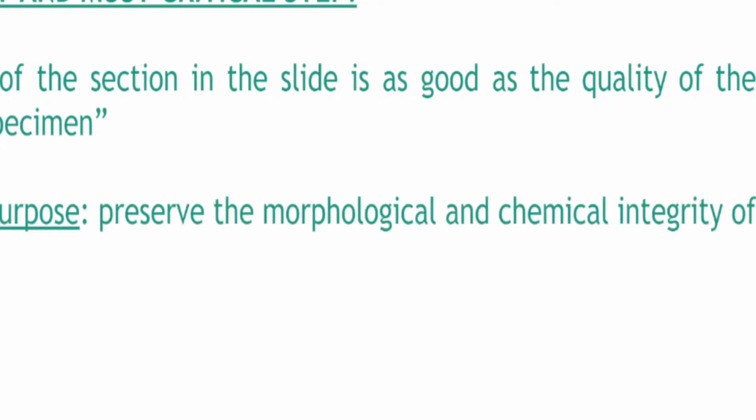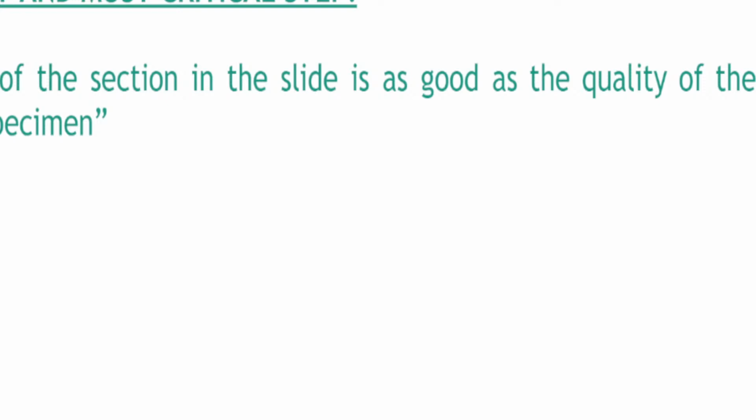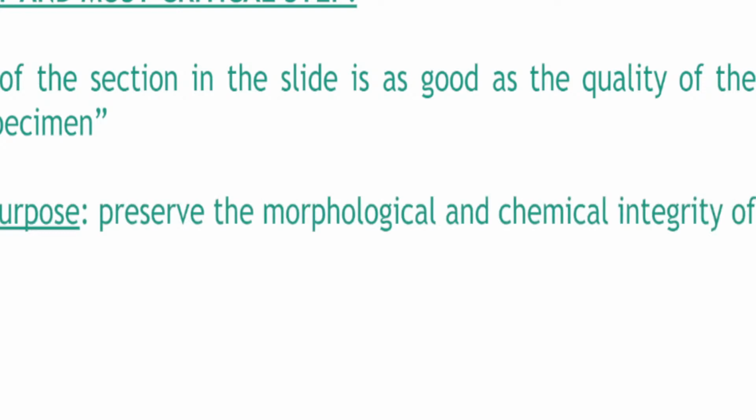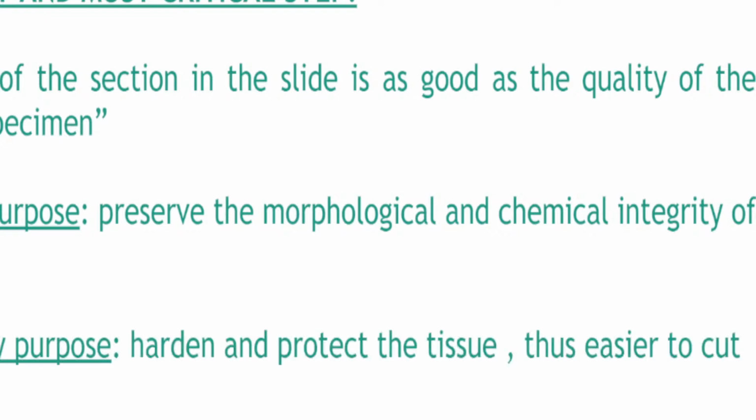As per the BOC manual, the quality of the section in the slide is as good as the quality of the fixed tissue specimen. Do not forget about that one. Now, there are primary and secondary purposes for fixation. The primary purpose is to preserve either the morphology or chemical integrity of the cell, and the secondary one is to harden and protect the tissue, thus making it easier to cut. Okay, clear? Clear.